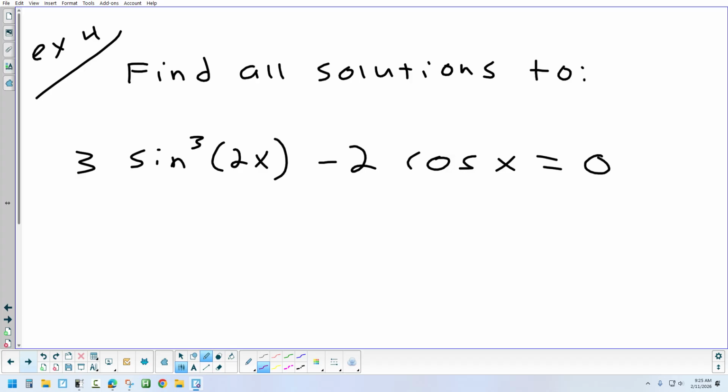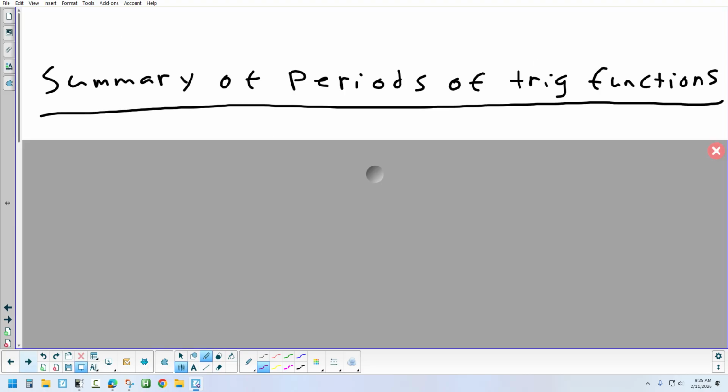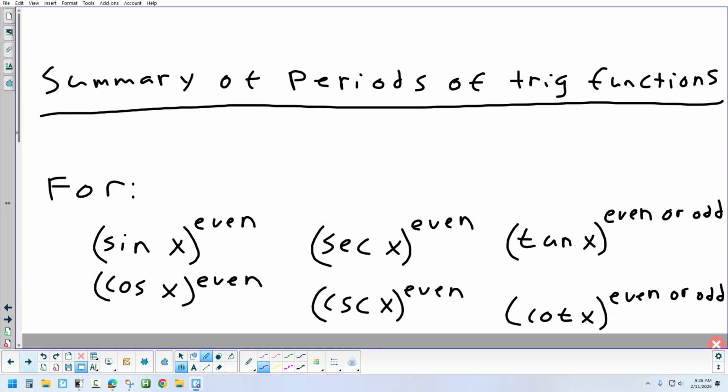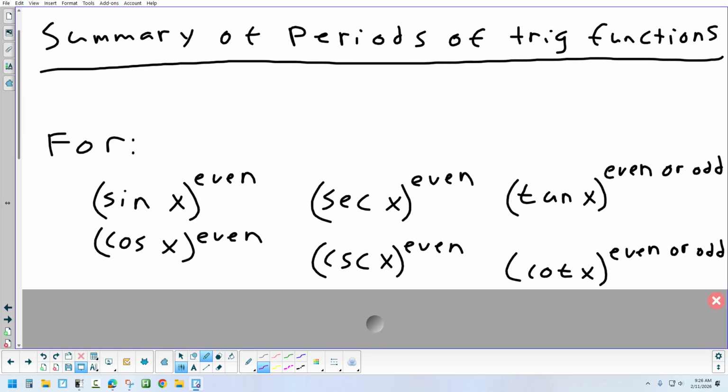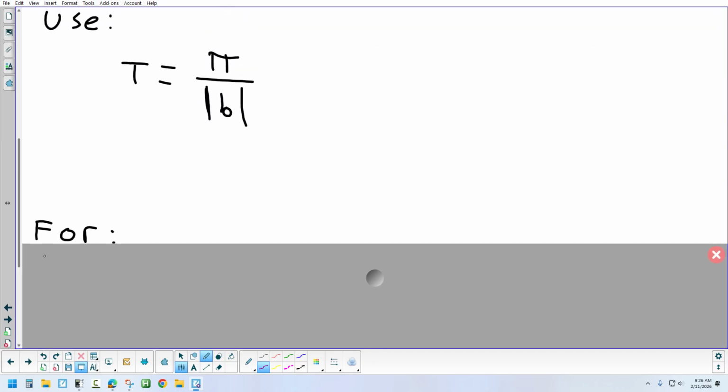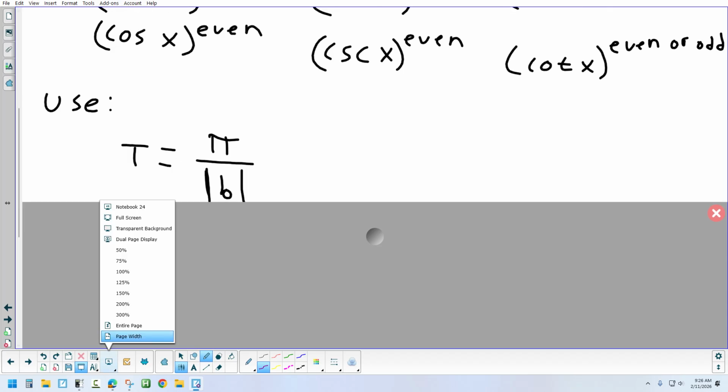All right, so now we've got sine cubed. At this point, we really want to figure out a pattern before we do this problem, for finding the periods in general. So let's look at this. These can all be categorized using the same formula. Sine, cosine, secant, and cosecant to an even power, and tangent and cotangent to any power. These all use the formula pi over b.